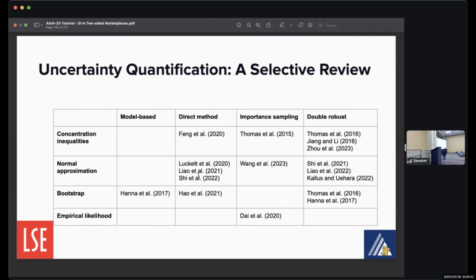And if you look at these columns, these methods can be further categorized into 4 different subtypes, depending on which type of estimator it uses to estimate the average treatment effect. You can use either a model-based method, direct estimator, importance sampling estimator, or doubly robust estimator to estimate the ATE while providing valid uncertainty quantification.